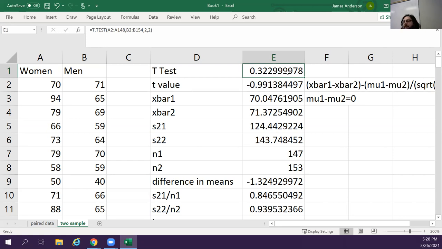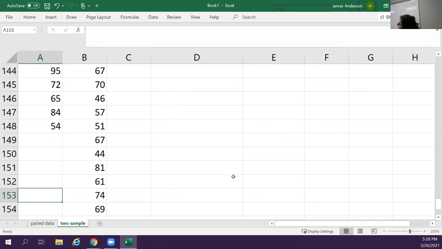And once again, because we're above 0.05, which is our significance level, we would fail to reject, which means there's no difference between men's and women's diastolic blood pressure. So that's how you do t-tests with unequal sample sizes, because we have a different number of values between men and women.